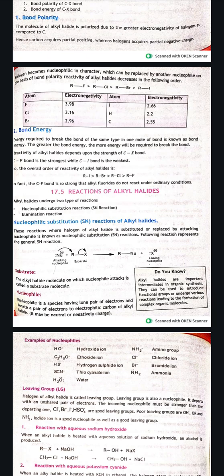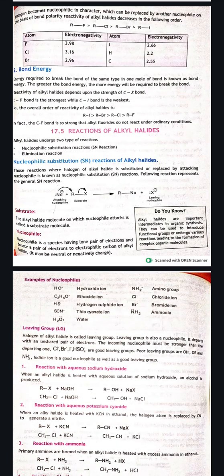This is because fluorine has the highest electronegativity value, so RF is more polar. Now we talk about bond energy. Energy required to break the bond of the same type in 1 mole of bonds is known as bond energy. The greater the bond energy, the more energy will be required to break the bond. So the order of bond energy is exactly opposite to the order of bond polarity.